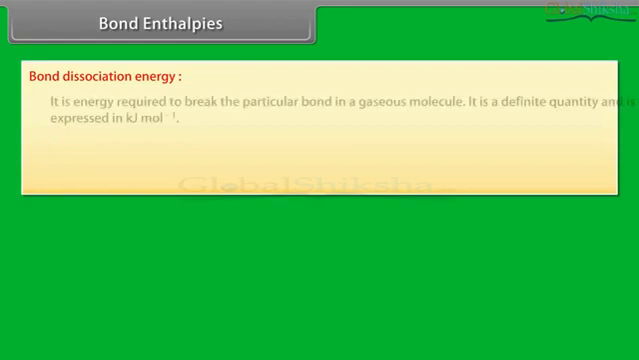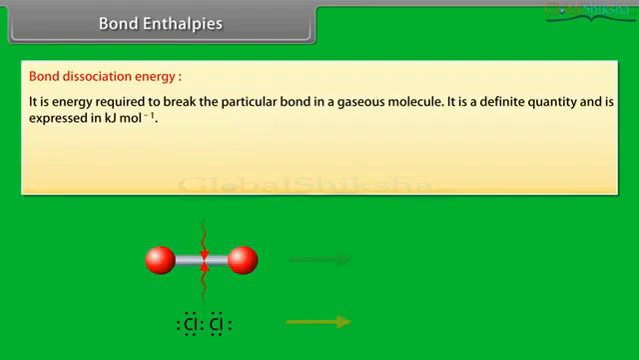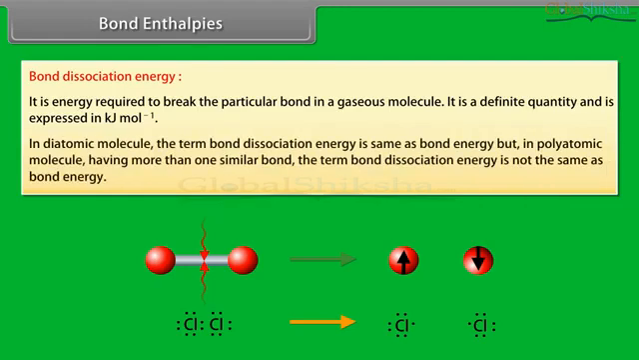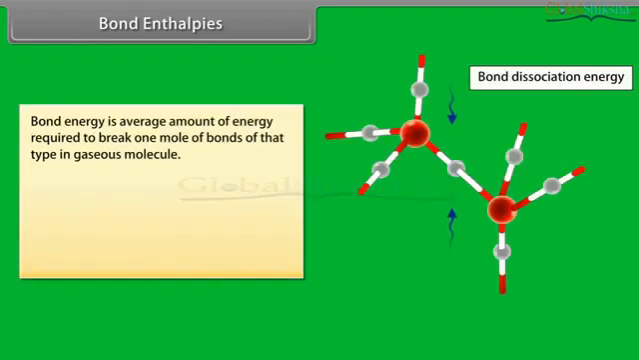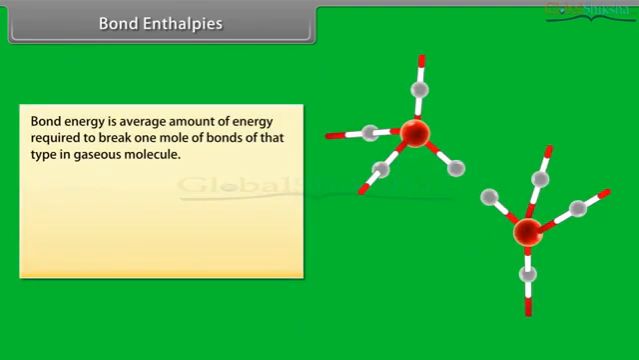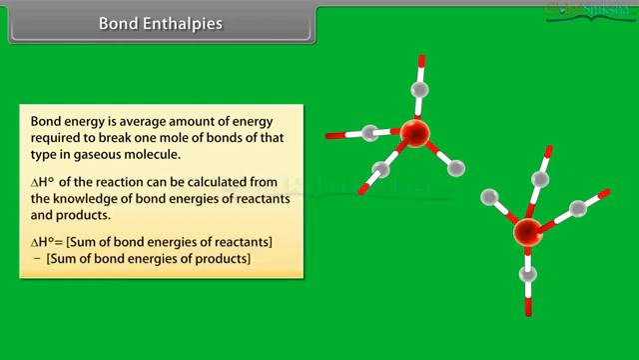Bond enthalpies. Bond dissociation energy is defined as the energy required to break a particular bond in a gaseous molecule. It is a definite quantity and is expressed in kilojoule per mole. In a diatomic molecule, the term bond dissociation energy is the same as bond energy, but in a polyatomic molecule having more than one similar bond, the term bond dissociation energy is not the same as bond energy. Bond energy is the average amount of energy required to break 1 mole of bonds of that type in a gaseous molecule. Delta H naught of the reaction can be calculated from the knowledge of bond energies of reactants and products.